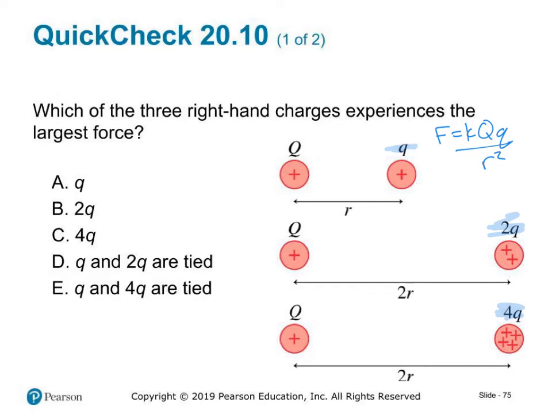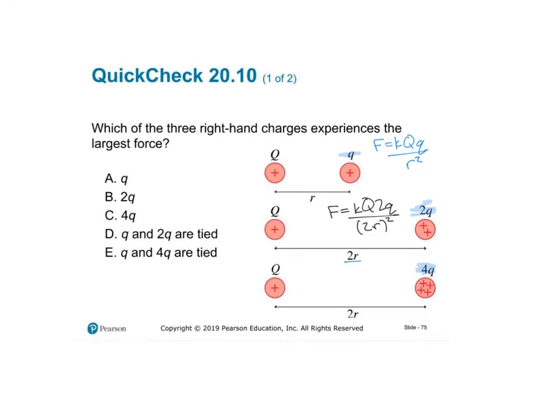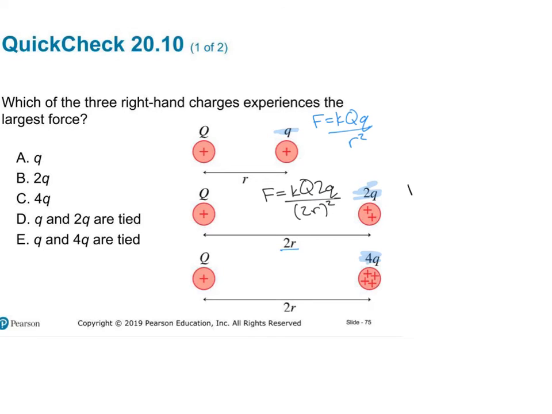Cool, that's the force. Now this next one has an increased distance and a doubled charge on one side. So it's going to have a force of k times big Q times 2 little q over 2r squared. If we algebra that out, we'll get force equals 2kQq over quantity 2r squared, which is 4r squared. 2 over 4 is 1 over 2.